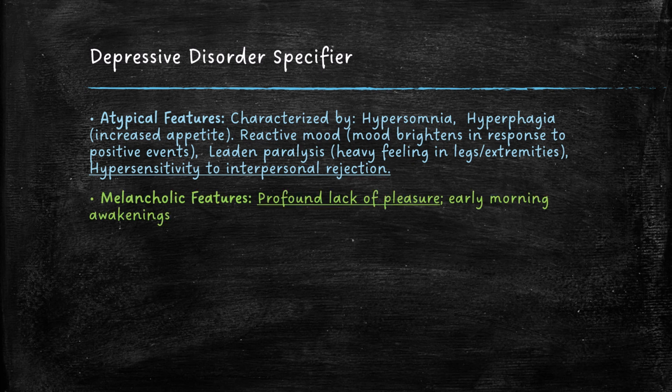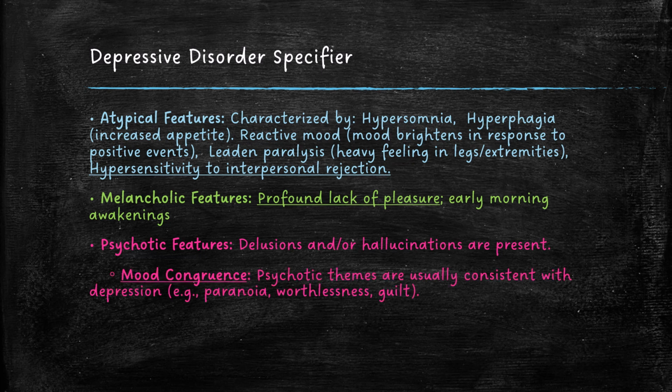Next, we have melancholic features, which is a profound lack of pleasure. They also have the key feature of early morning awakenings. Now, psychotic features, very important. They like to test on this because it can look like some other disorders. This is when there is delusions or hallucinations present in addition to the major depressive disorder.